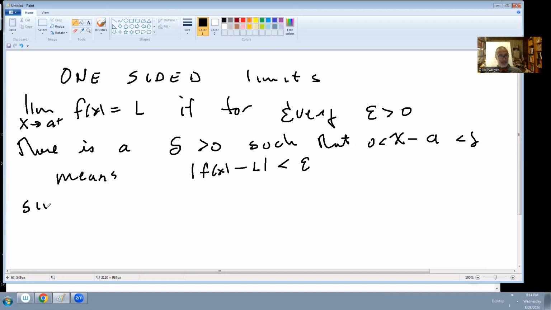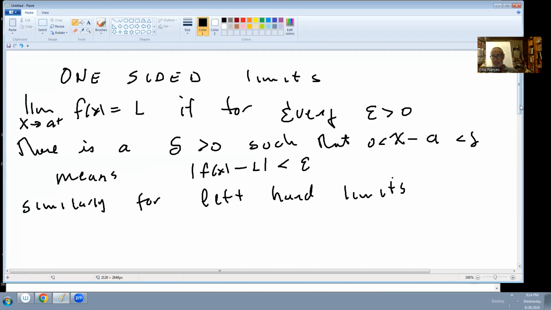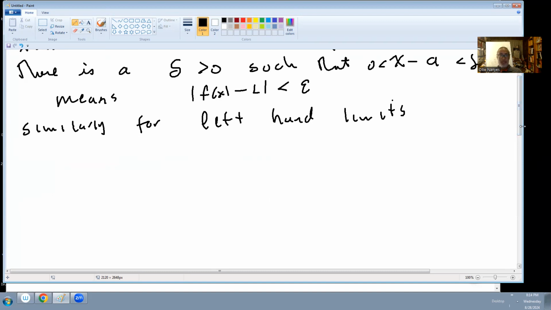And similarly for left-hand limits. Basically, what that means is it's a minus x instead. And the typical thing that you would see in many calculus books, and it's a thing that you should see, is you'll have something that has a jump discontinuity.